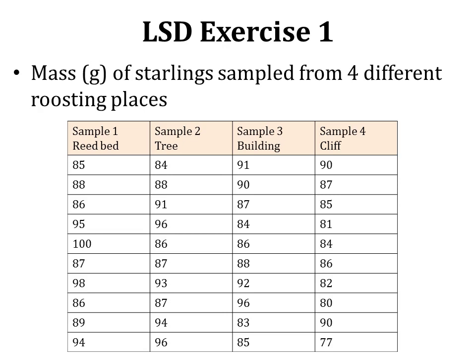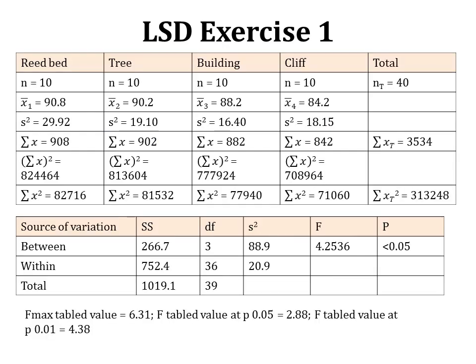So here we have our exercise number 1. This is the mass of starlings sampled from 4 different roosting places: reed bed, tree, building, and cliff. Here are the descriptive statistics and the ANOVA summary table. You can also use this exercise for the calculation of ANOVA, and for that purpose the F max values and the tabled F values are given here, so you can perform that as well.